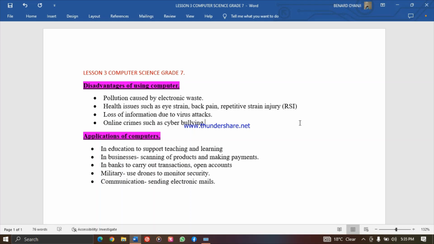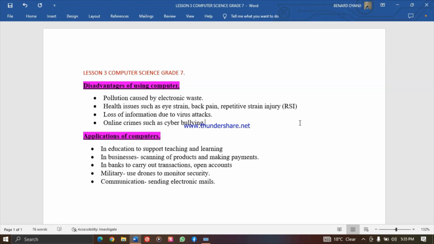Okay, apart from that, we are also going to look at applications of computers. What are some of the applications of computers? Where do we use computers and how do we use computers? For instance, in education, we use computers to support teaching and learning. A teacher can use a computer to do some research. A learner can also use a computer to conduct some research. Also, computer is taken as a subject in school. So you realize that computers are very, very important.